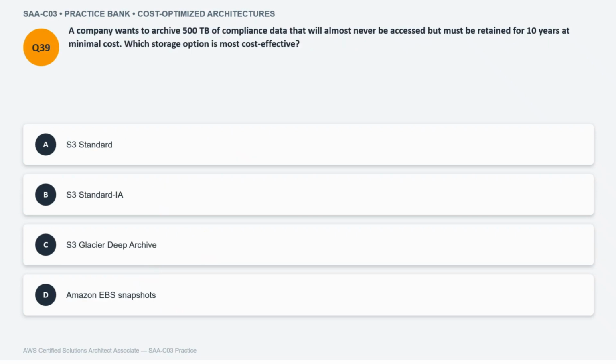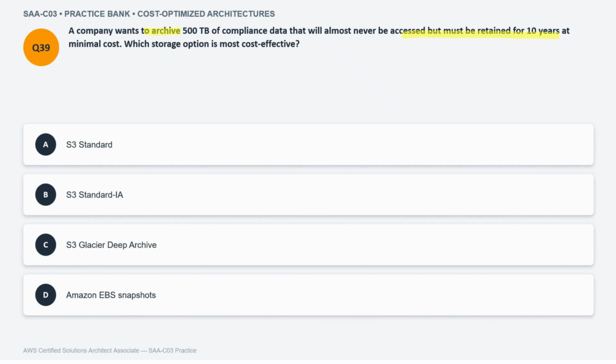Okay, let's come to question number 39. A company wants to archive 500 TB of compliance data that will almost never be accessed but must be retained for 10 years at minimal cost. Which storage option is the most cost effective? Amazon S3 Standard, S3 Standard-IA, S3 Glacier Deep Archive, or an Amazon EBS snapshot.